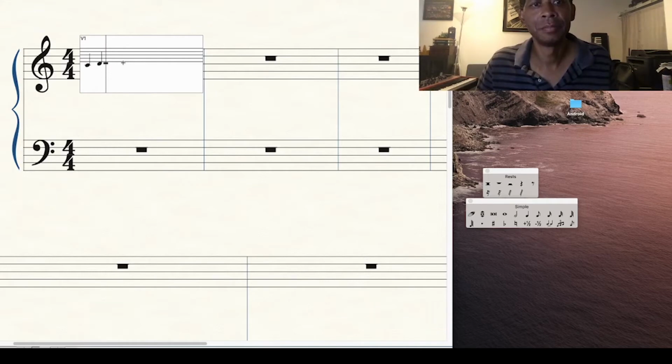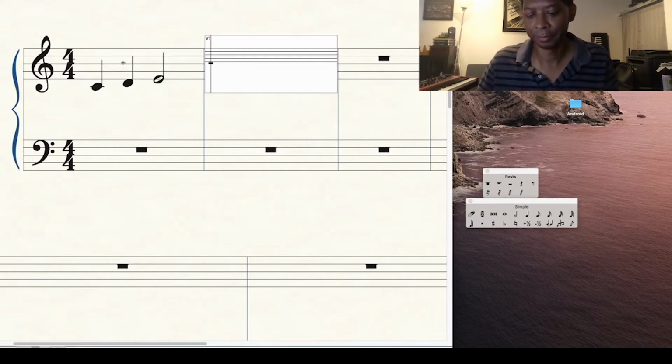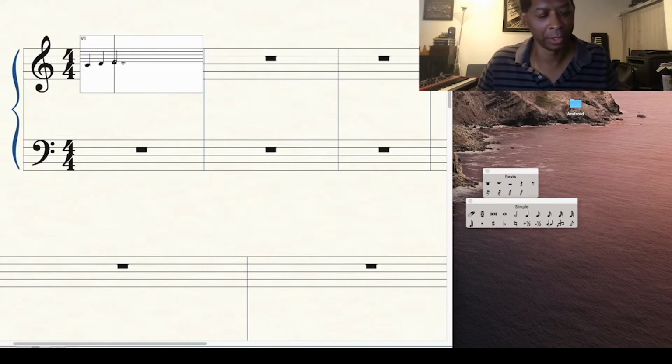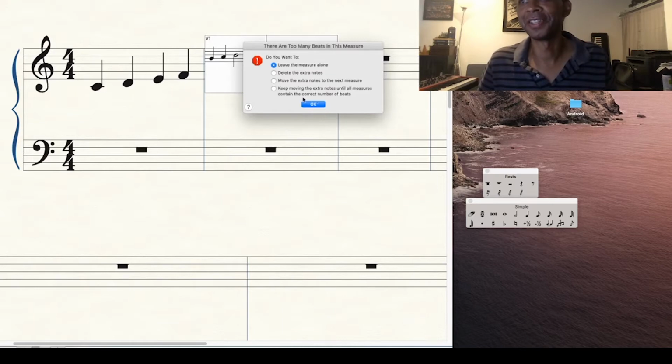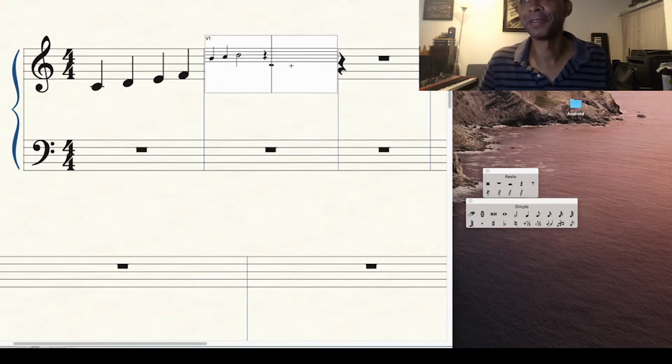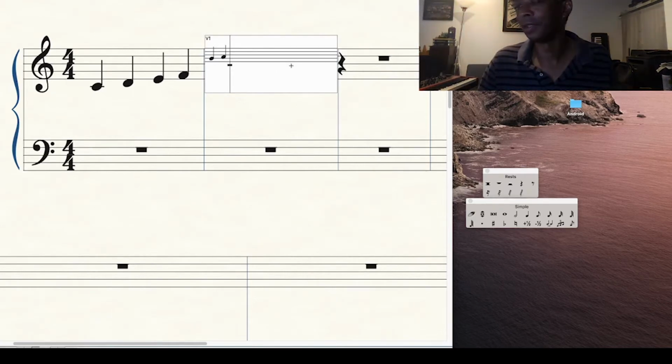D, E. We want that to be a quarter note E, though. And then F, G, A, B. As you can see, let's get back over here and fix that. B and C.